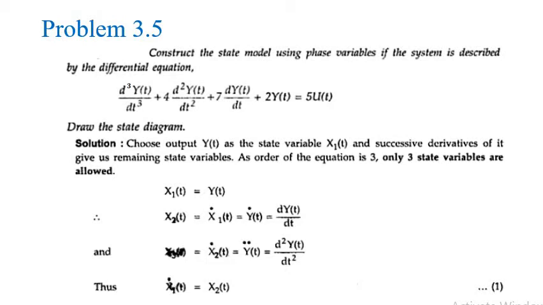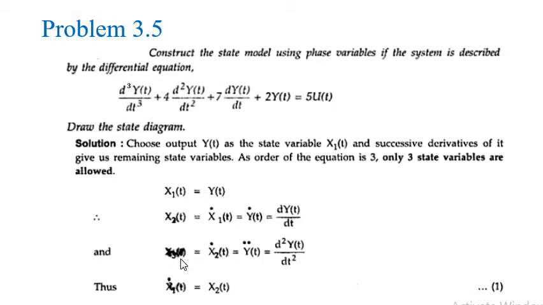Since it is asked to do the state space modeling using phase variables, we will be selecting y of t as the first state variable, and the higher order derivatives of y of t will be chosen as the corresponding other state variables. So, choose x1 of t, the first state variable, as y of t itself. Then x2 of t will be equal to y dot of t, which is dy by dt. Since y of t is x1 of t, this can also be written as x1 dot of t.